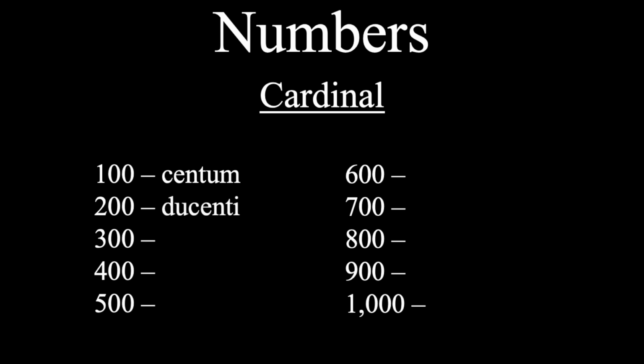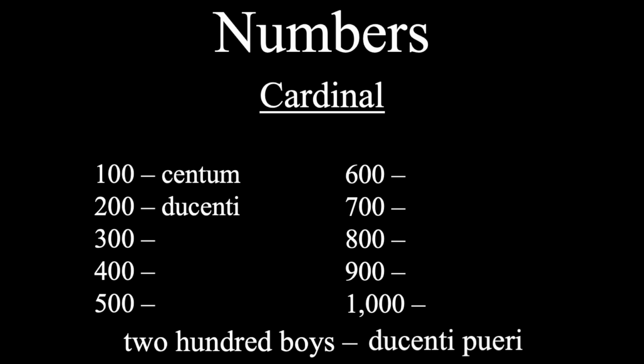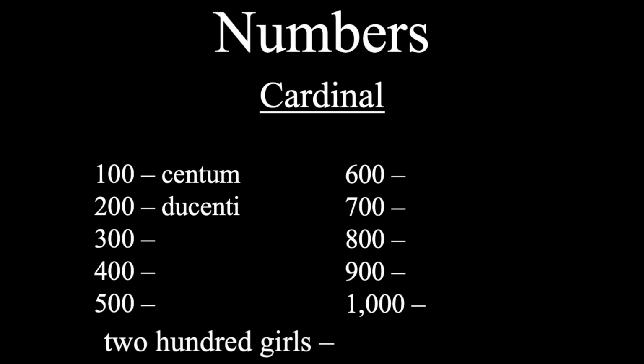After that, we'll have ducenti. Now we're going to have another change. Starting with ducenti, these are going to change for case and for gender. So if we wanted to say 200 boys, we would say ducenti pueri. But if we wanted to say 200 girls, it would be ducentae puellae.